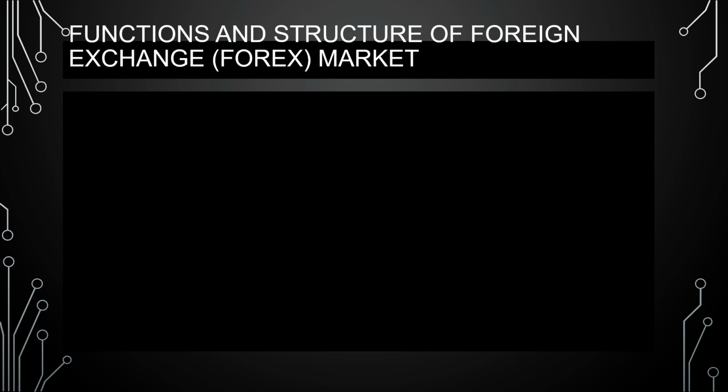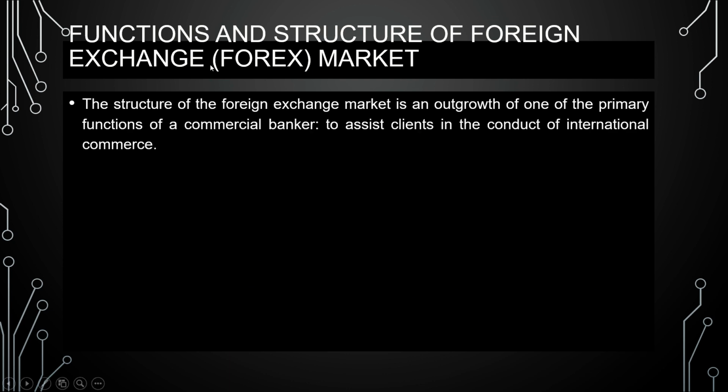Okay, functions and structure of the foreign exchange or forex market. The structure of the foreign exchange market is an outgrowth of one of the primary functions of a commercial bank. One of the main roles of commercial banks is to assist clients in the conduct of international commerce. Currently, most businesses have become globalized and have entered new market segments in foreign countries. So of course, they need commercial banks to assist them in all the international trade and business.